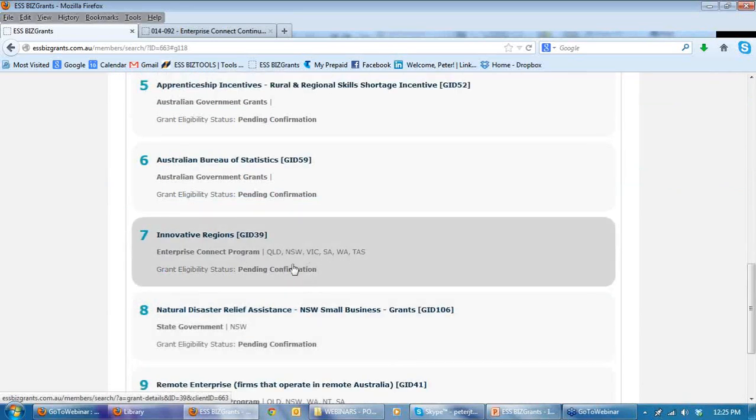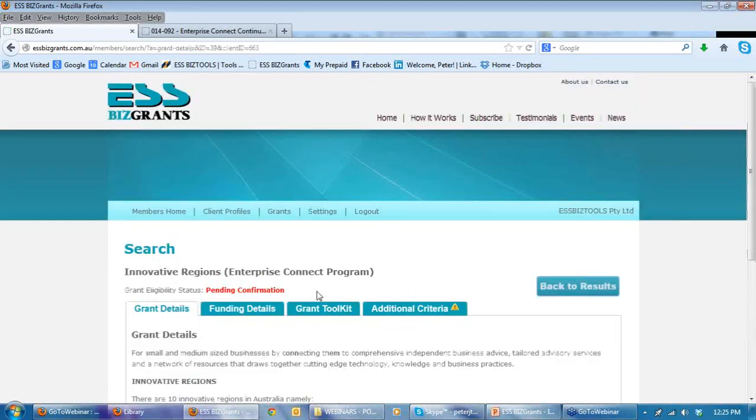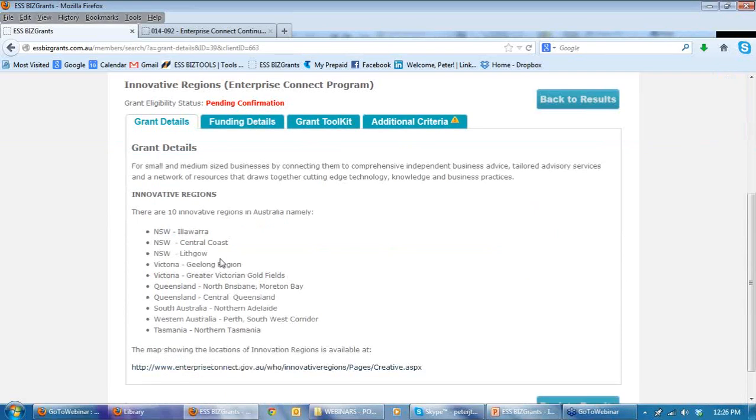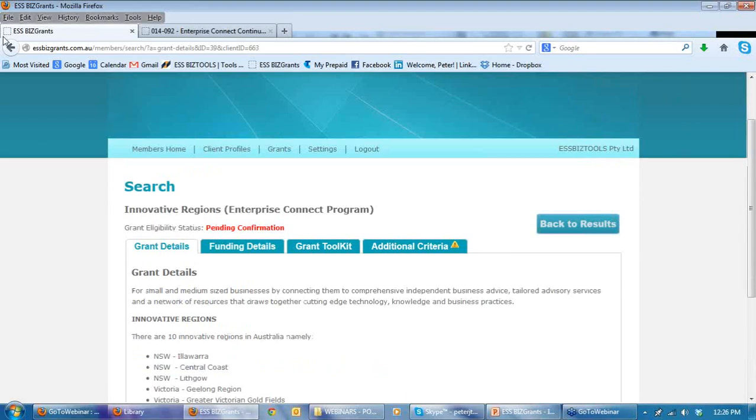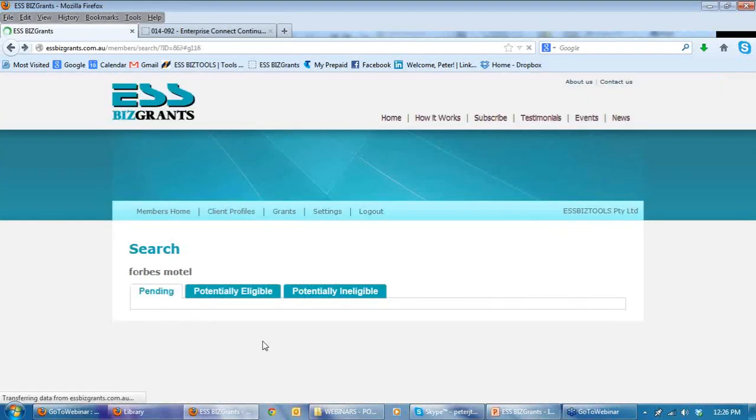Innovative regions: there are regions within most of the states that have been identified as being innovative regions. If you wanted to, you could click onto that to find out where they were, and you can see in New South Wales it's Illawarra, Central Coast and Lithgow, and we said this business was in Forbes. I don't believe it would be covered by any of those, so you wouldn't worry about that particular grant. We're not going to be looking for relief there.